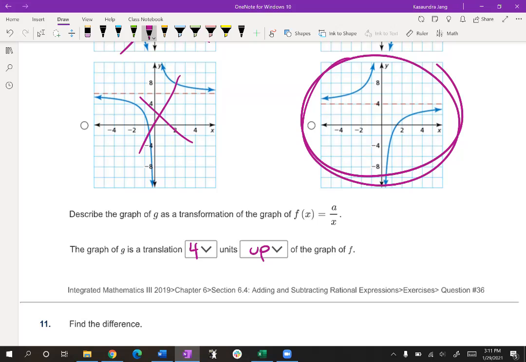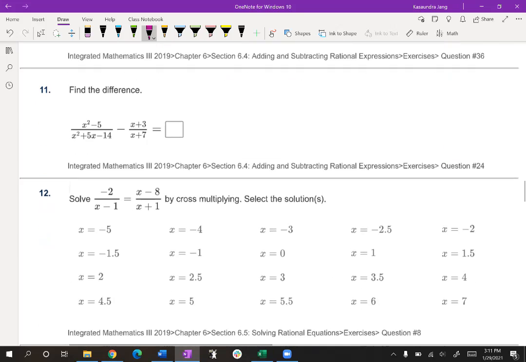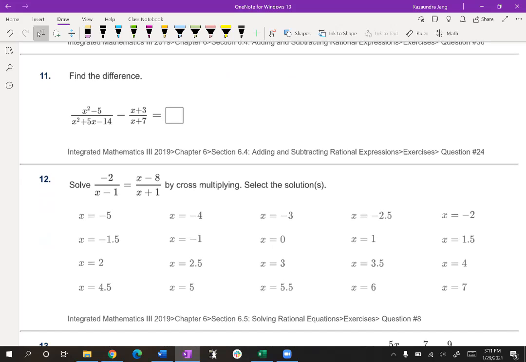Let's see. Number 11 here. Find the difference. As far as difference, subtraction, all of my addition subtraction needs common denominators. So I got to do some factoring here.